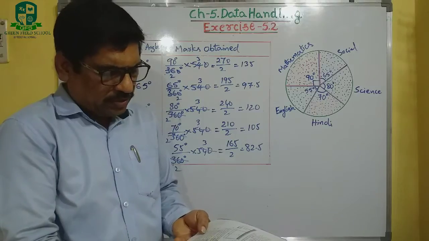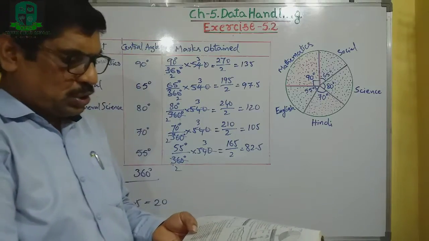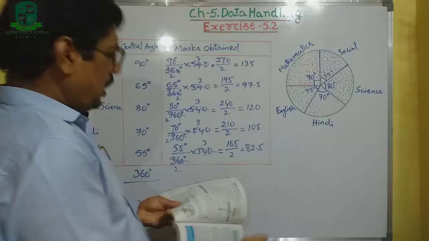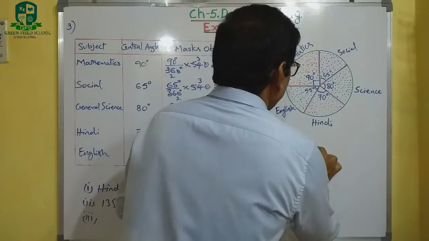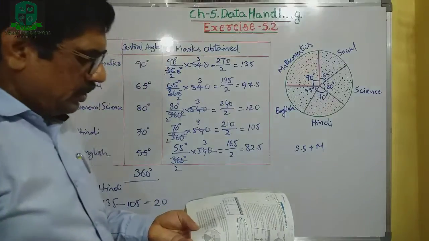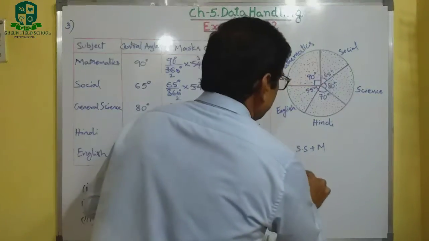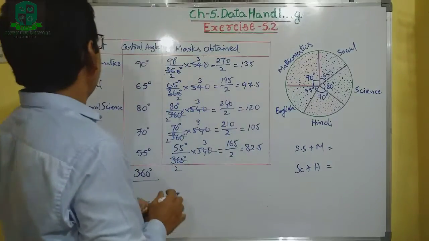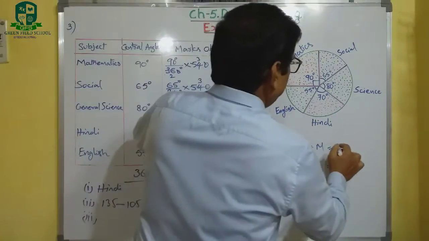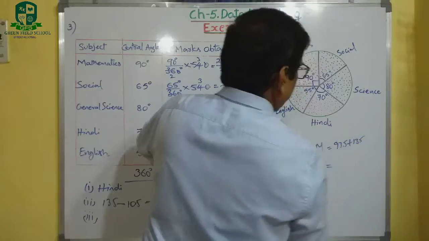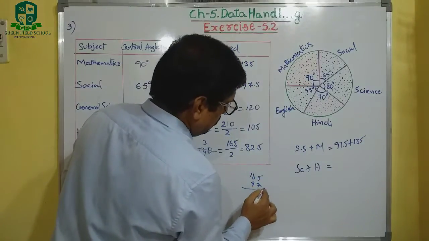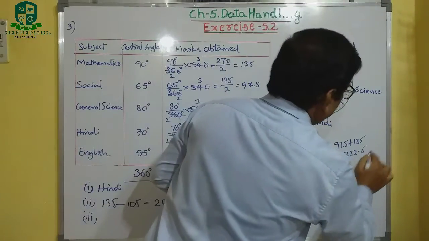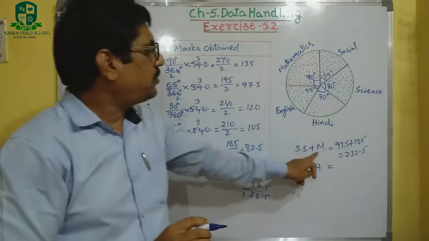Examine whether the sum of the marks obtained in social science and mathematics is more than that in Hindi and science. Now let us see. Social science and math, and is it more than science and Hindi? Let us see in the rough work. What is the sum of the marks of social science and maths? 97.5 plus 135. How much is it? 232.5. This is the sum of the marks of social science and maths.